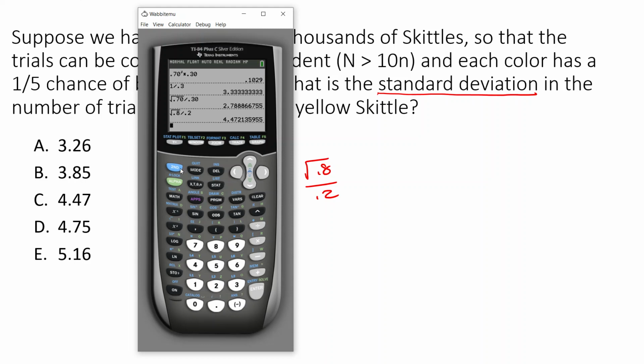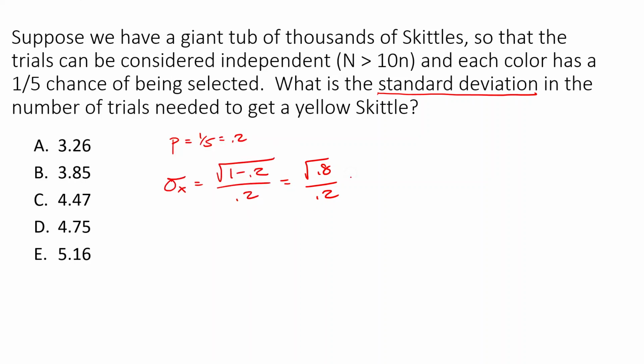Imagine if you make a mistake, it's because you're going to forget to arrow over. You're going to type in 0.8, and then just type divided by 0.2, and notice it's all under the square root there, and it's going to give you the wrong answer. All right, so we get 4.47, which is option C. There it is.